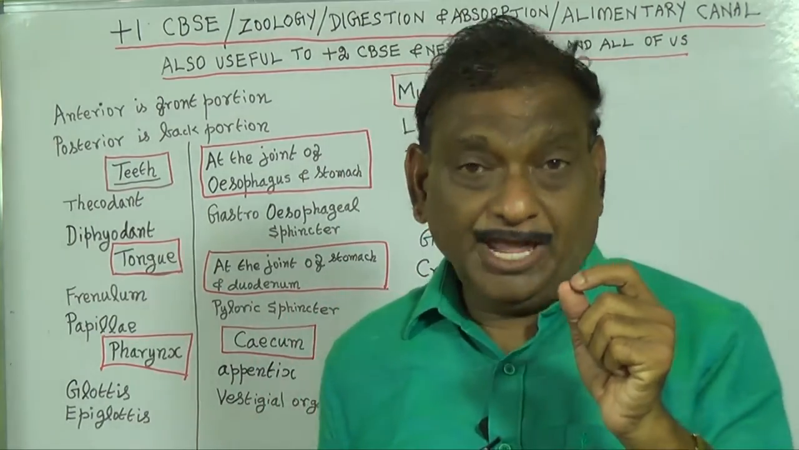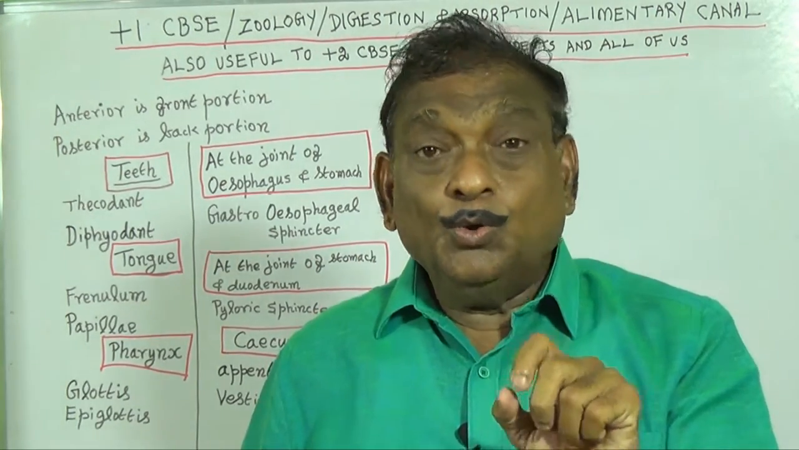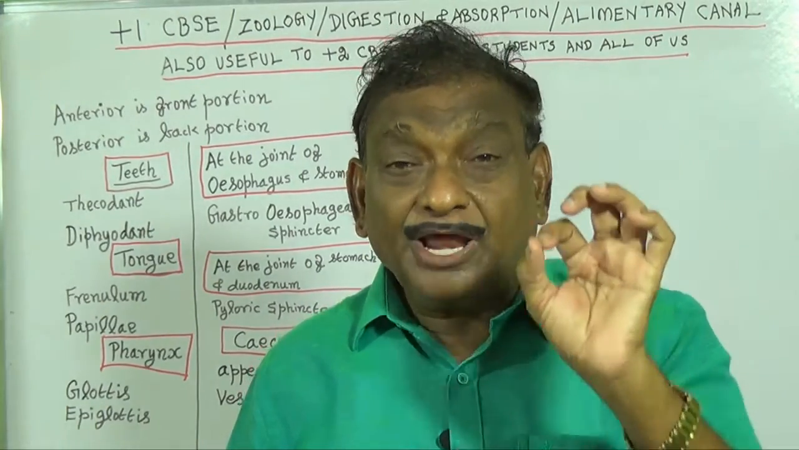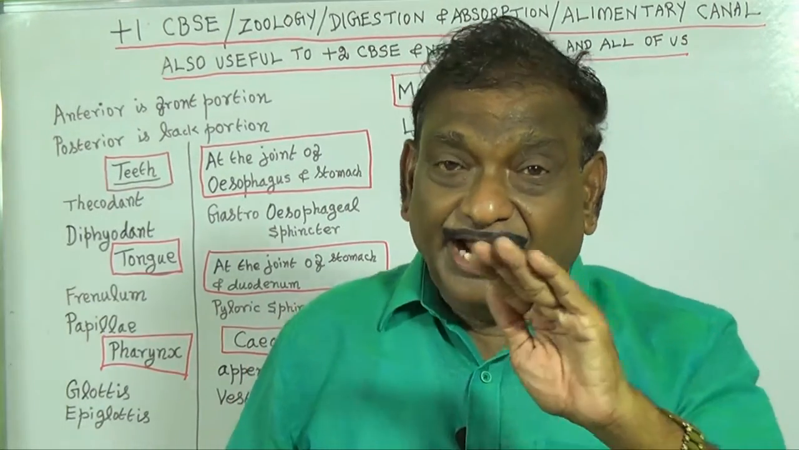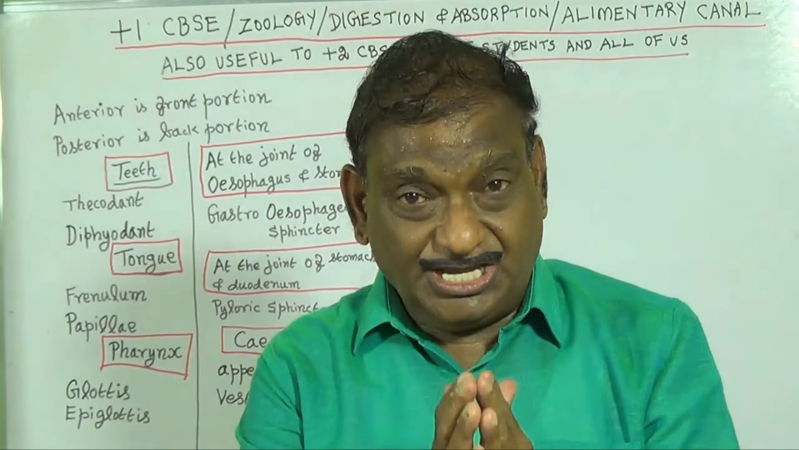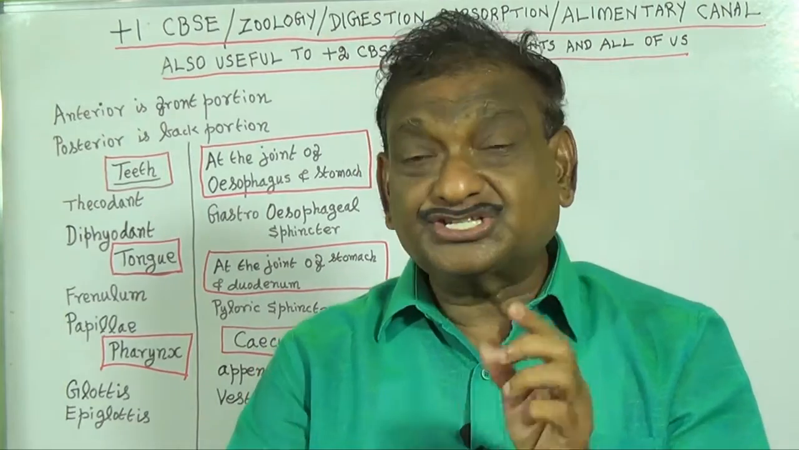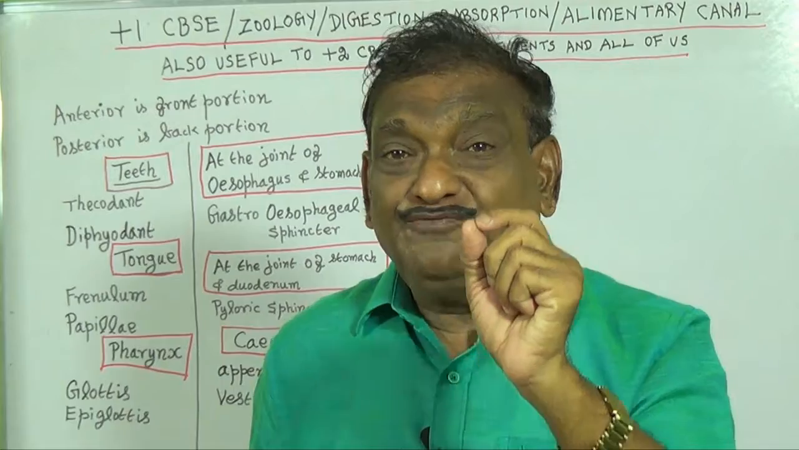In our lifetime, there are two sets of teeth. One set of teeth is called temporary milk teeth. It is also called deciduous teeth. The other set of teeth is permanent adult teeth. This type of dentition is called diphyodont.